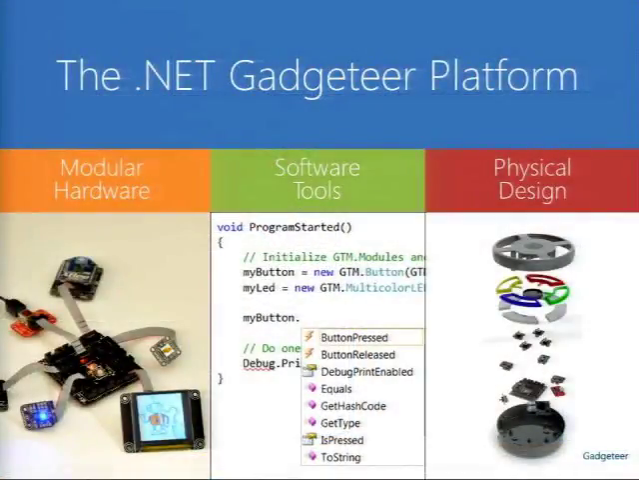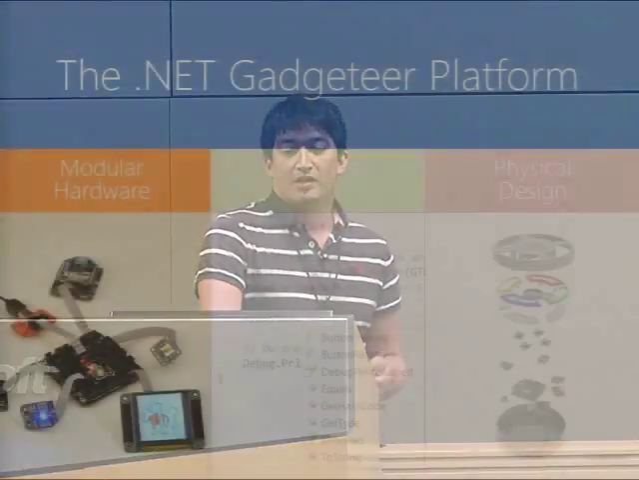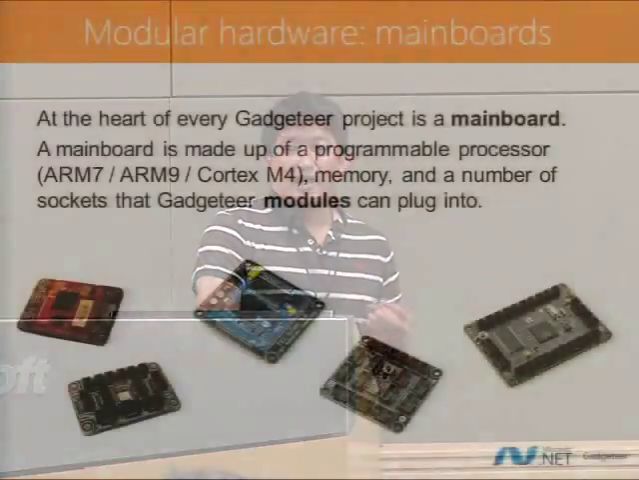So this is what we try to build in .NET Gadgeteer. And really, there are 3 different threads to the platform: the hardware, the software, and the physical design. And they're all as important as each other. A custom device relies on all 3. And so now I'm going to talk through those in order, starting with the hardware.